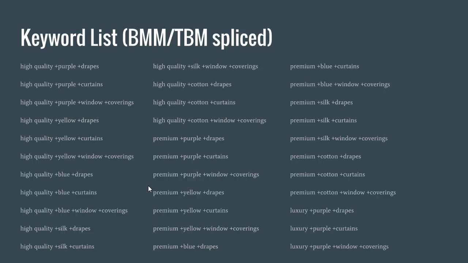The reason that we do this is that if you have a keyword like premium yellow drapes, and you broad match modify all of those words, then you're forcing the word premium to be in there. And if someone types into their search query really nice yellow drapes or something like that, that keyword isn't going to trigger because the word premium isn't in there.